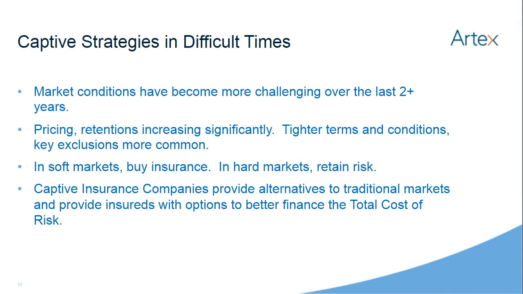But in the last several years, the market conditions have become more challenging in a hardening or firming insurance marketplace. And as we see these cycles of hardening pricing, you get obviously higher premiums, larger retentions or deductibles that insurance companies are requiring. And with that higher pricing and retentions, there's still tighter terms and conditions where insurance carriers are excluding key items that would otherwise possibly be covered. And the old adage is that in soft markets, when prices are low, you buy more insurance because it's relatively affordable. But in hard markets, the strategy is to retain more risk in order to be able to mitigate the pricing.